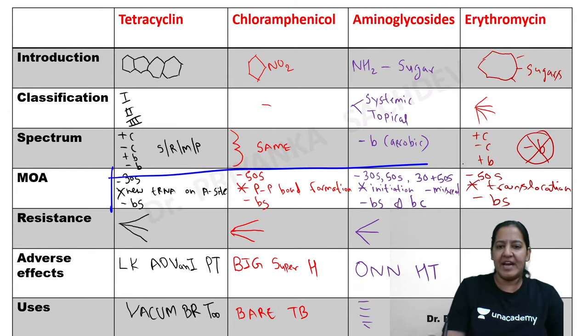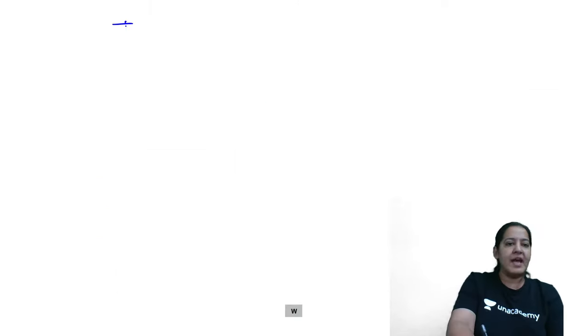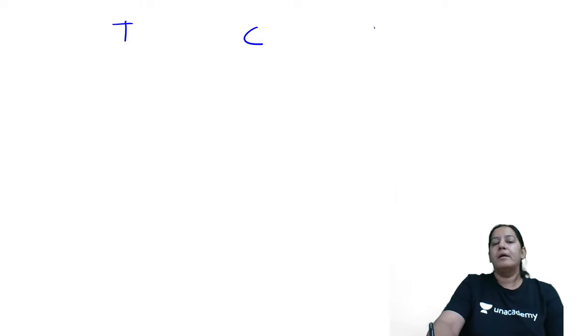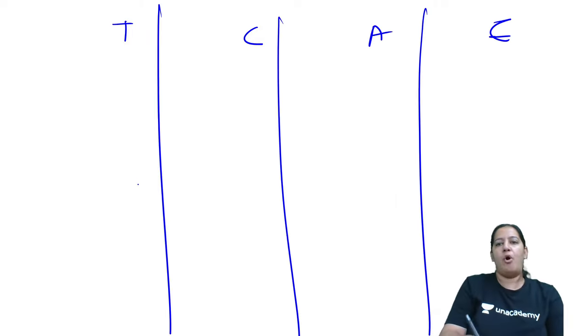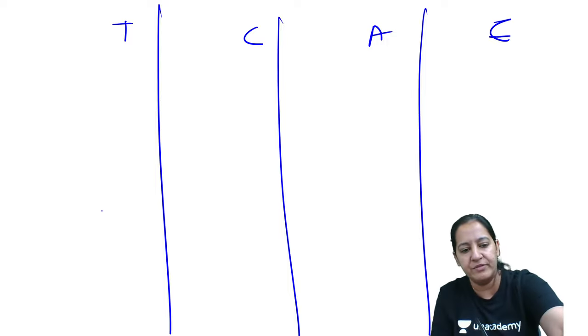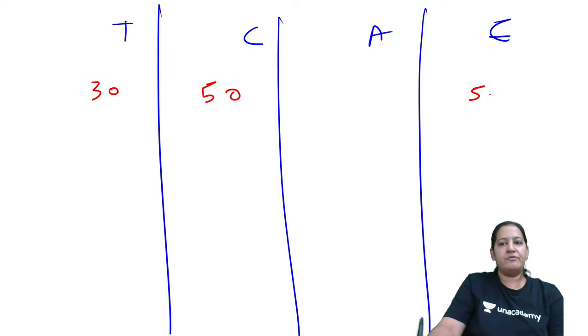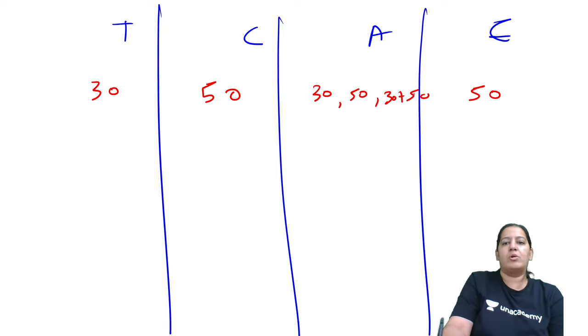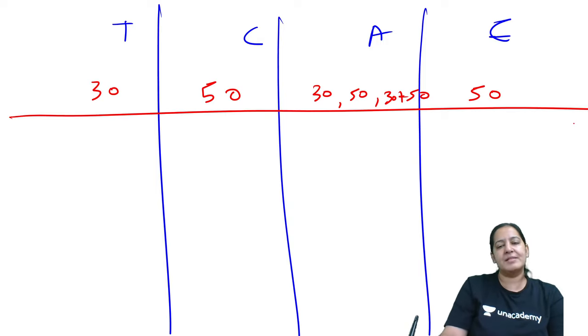Now, we will compare the mechanism of all four once and for all. Right? Revision is also happening along with it. So, tetracycline, chloramphenicol, aminoglycoside and erythromycin. Tell me the mechanism of action of all four. First tell me which ribosome. This one is 30, this one is 50, this one is also 50. But aminoglycoside acts on 30 also, 50 also, and the junction of the 30 and 50 also. So this is the summary of the ribosome. Give me a thumbs up.